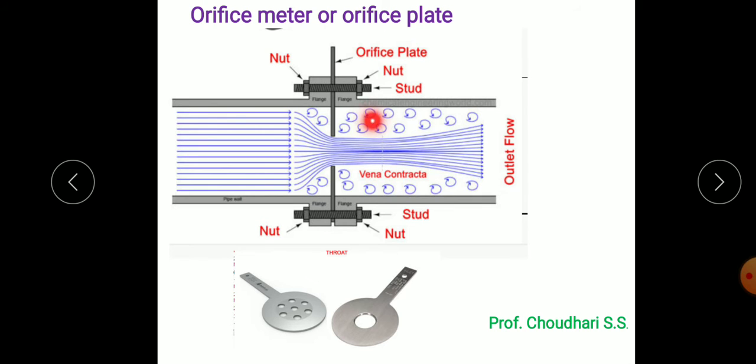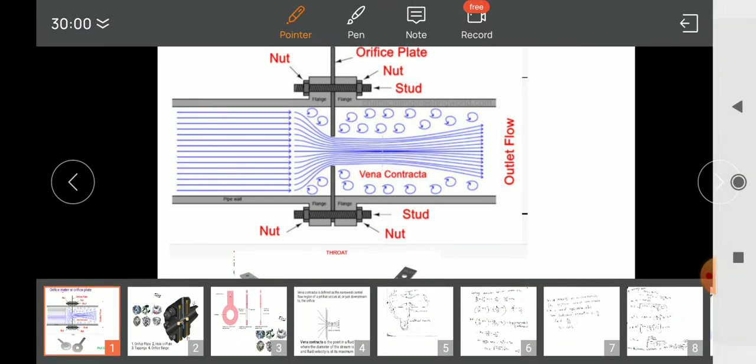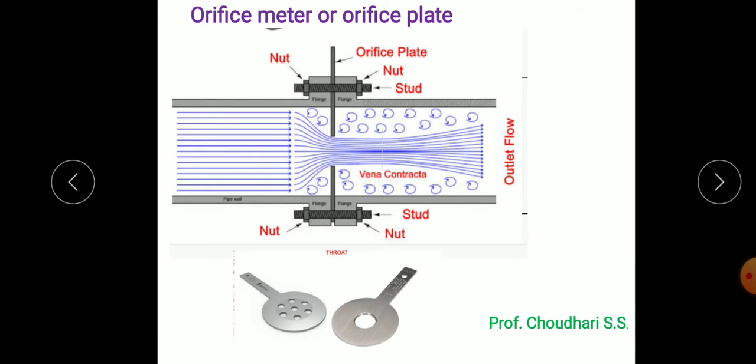This shows the recirculation of the fluid. Initially the path will be along these streamlines, but due to this obstruction in the flow, there may be eddy losses or a recirculation of the fluid. That is shown here. So we can consider this as the orifice meter to measure the discharge.